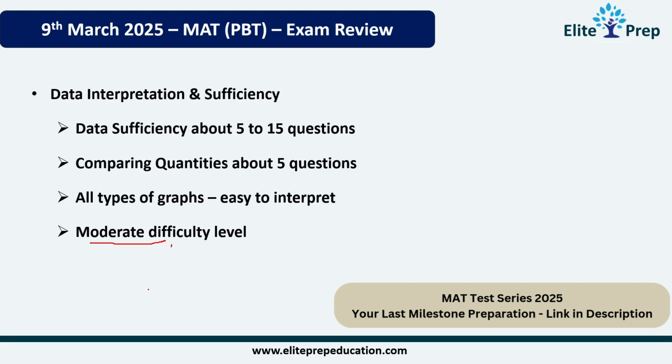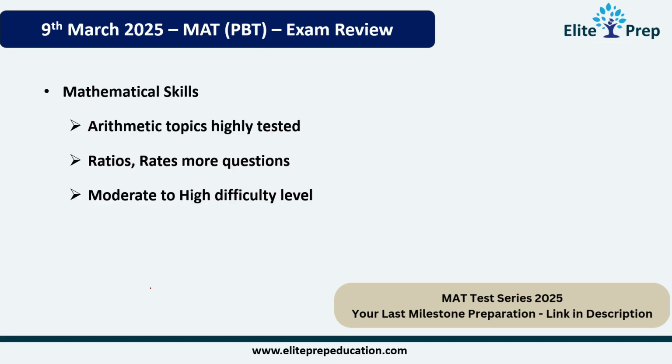The next 2 sections seem to be a little difficult. Mathematical skills: as expected, there were only arithmetic topics, like percentage, ratio, rates, profit and loss, simple interest, compound interest. These were the topics highly tested, which is as expected. But there were more ratio and rates questions, and rates questions seemed to be very difficult. Overall difficulty level of the maths section was moderate to high. Some students said it was good, the questions were known but time consuming, and some said it was very difficult.